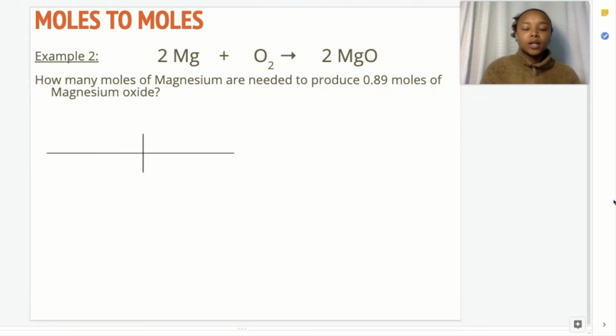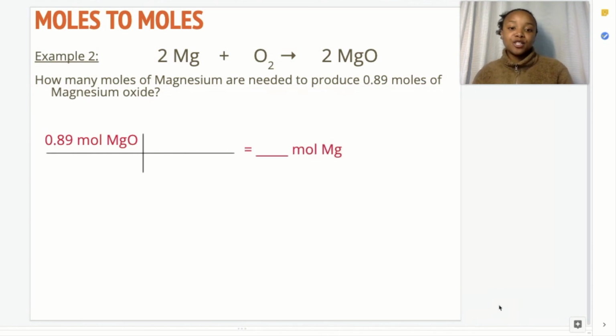Okay, so next, we're going to set it up the same way. We need to find our mole ratio and we need to cancel out some units, and that's it. So let's start by writing what we have, because that's what I like to do. So we have 0.89 moles of magnesium oxide, which was given to me in the question. And I need to get moles of magnesium because the question also asked me to do that. So at this point, I'm just following directions.